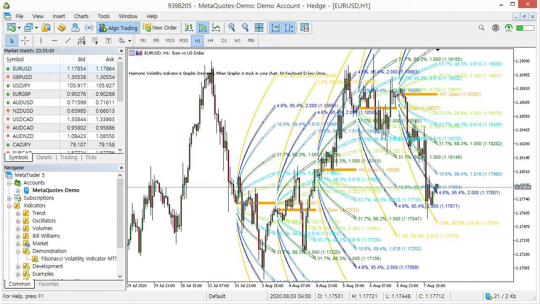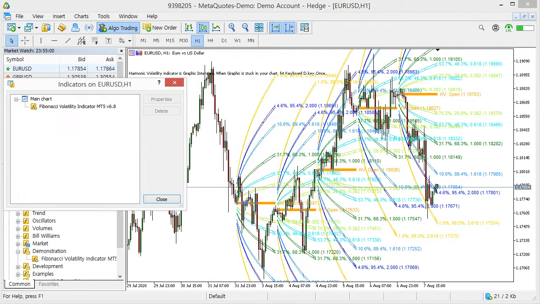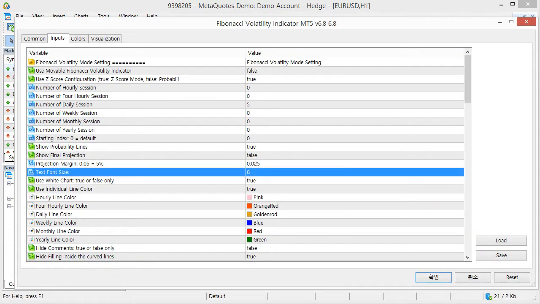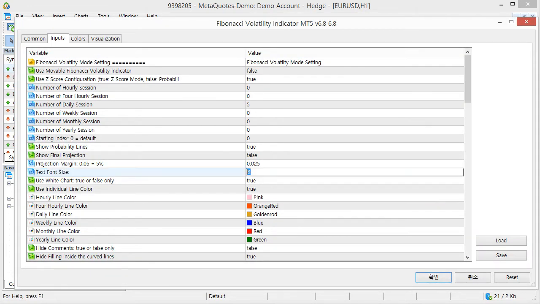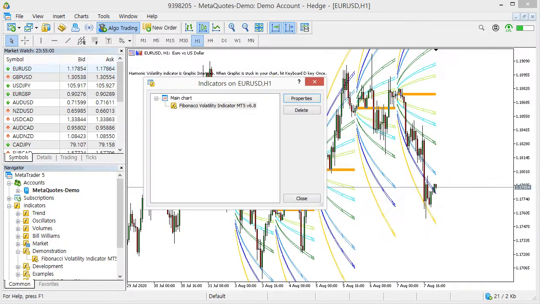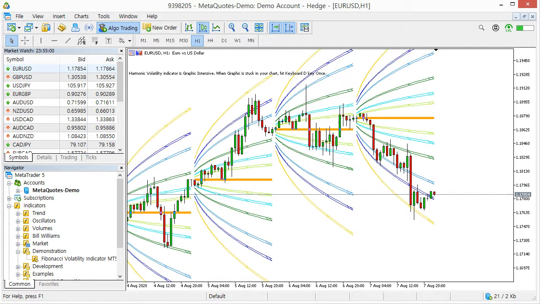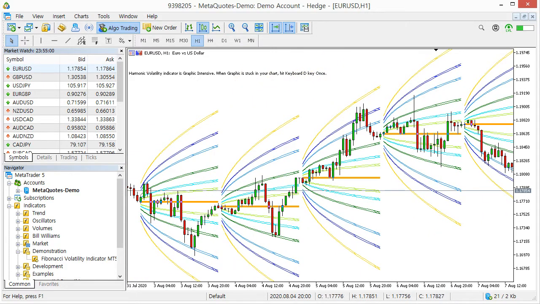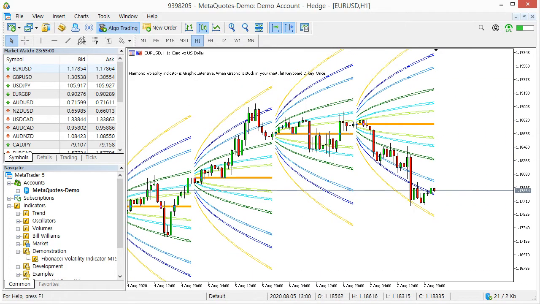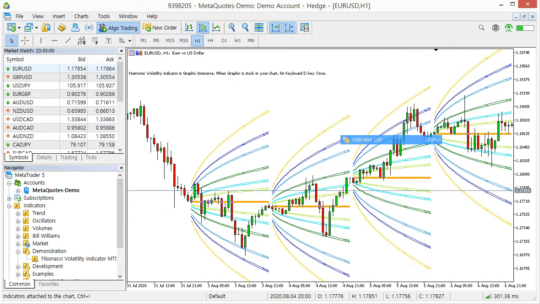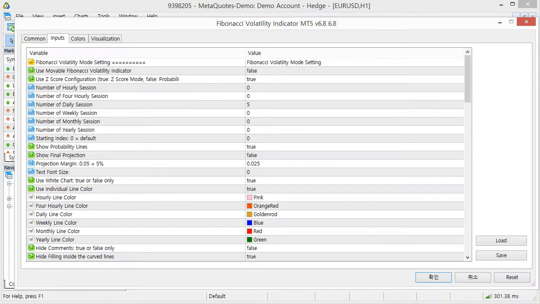By default, the indicator will draw volatility lines with text. If you prefer, you can remove the text. Now the text is gone. Five daily volatility lines are drawn in the H1 chart. We can add more daily volatility lines by changing the number in inputs.